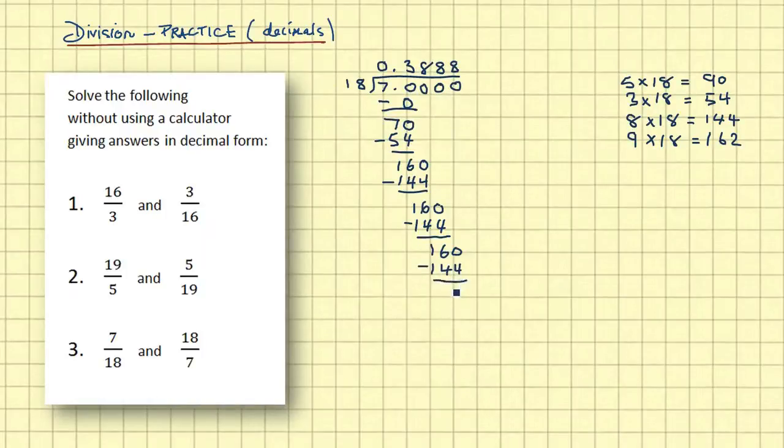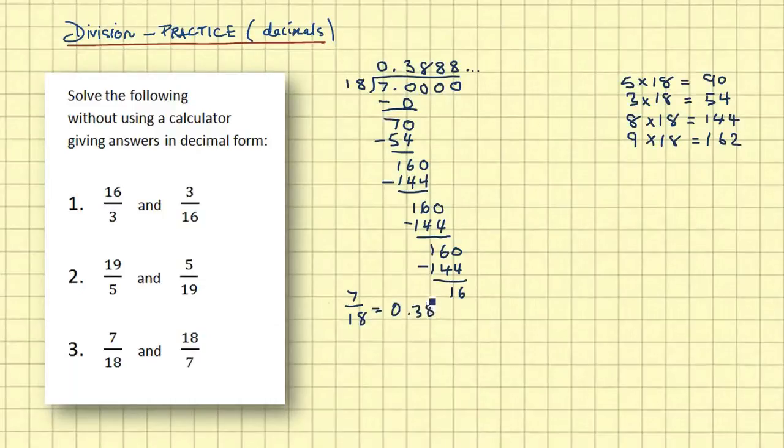So what we can say then, so this is a really interesting example, is we've got an example here of a recurring number again, but this time it's not the first number that's recurring, it's the second number. Can you see that? So we've got the 8 is going to go on forever. In other words, we've got 7 divided by 18 equals 0.38 recurring. Okay?